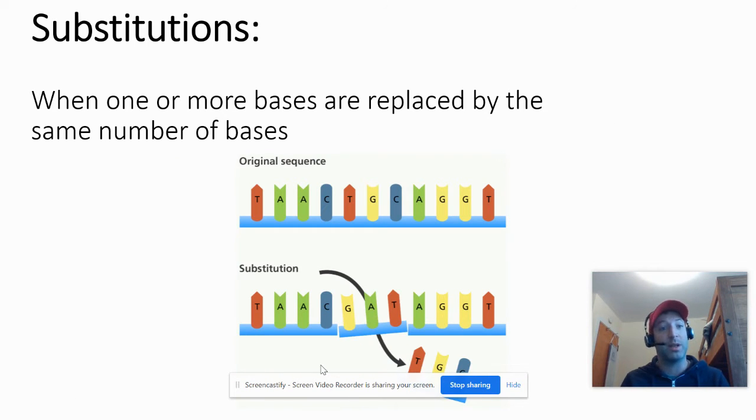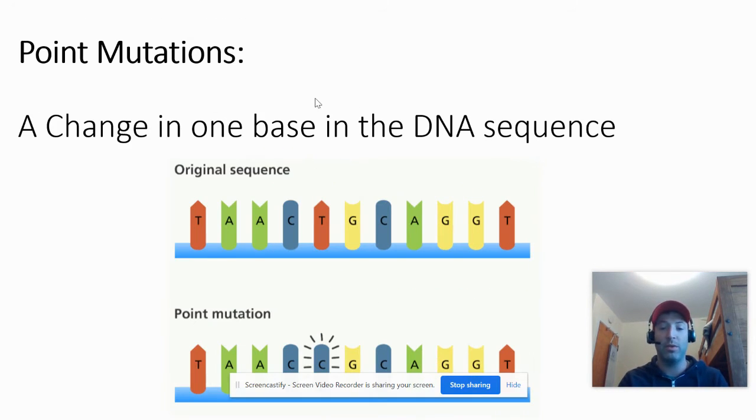Next, something called substitutions is when one or more bases are replaced by the same number of bases. So for example, here you see T, G, and C in the original sequence, and then T, G, and C gets replaced with GAT. And that is a substitution, when one or more bases are replaced by the same number of bases. So one could argue that point mutations happen because of substitutions. We could make that argument.